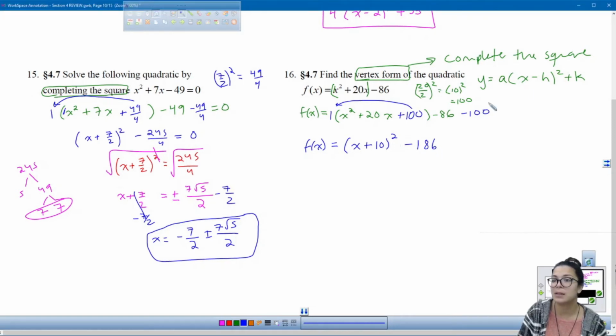And so now you could see this looks like the vertex form. A is 1, h would be negative 10, and k would be negative 186.